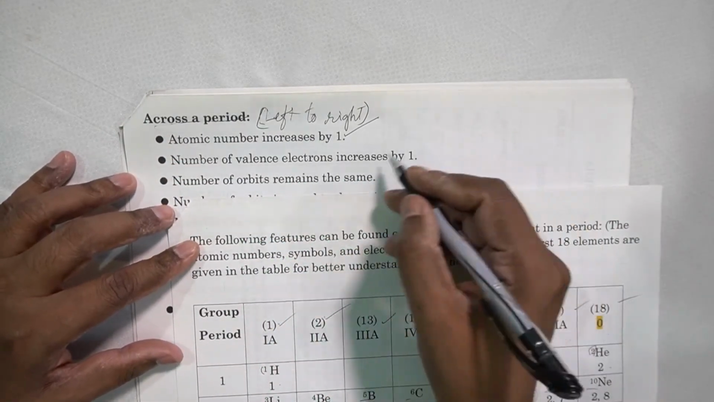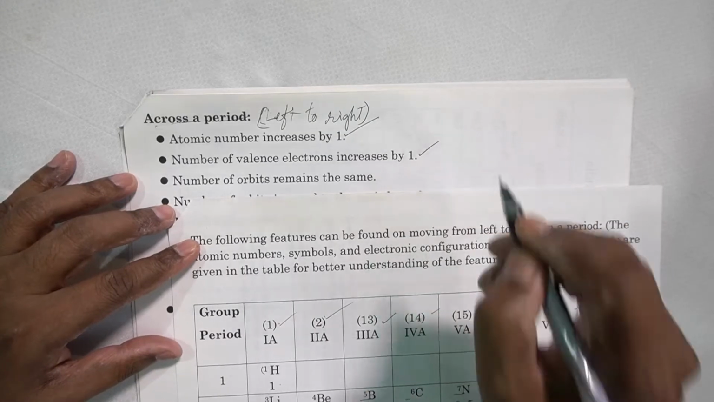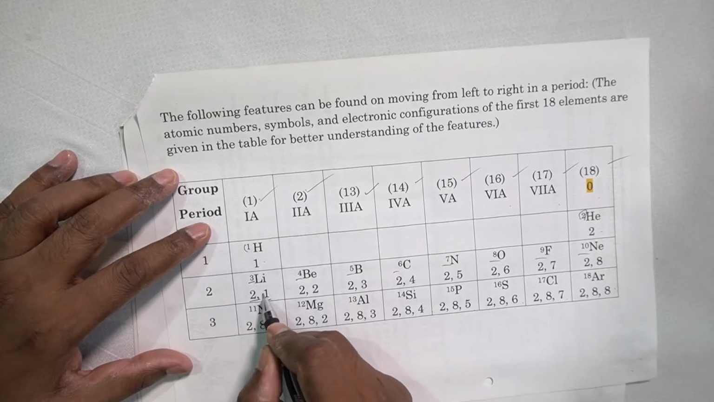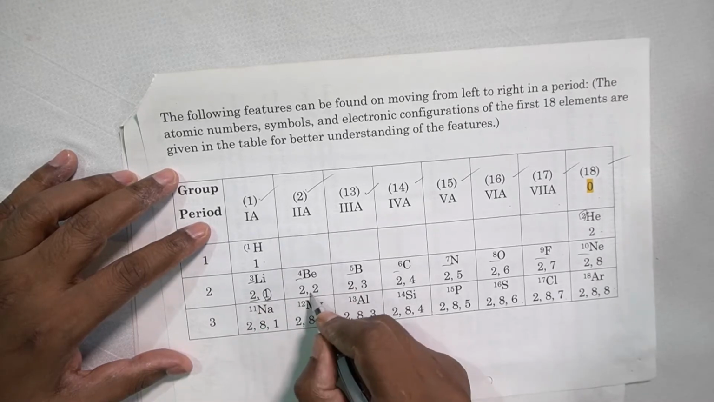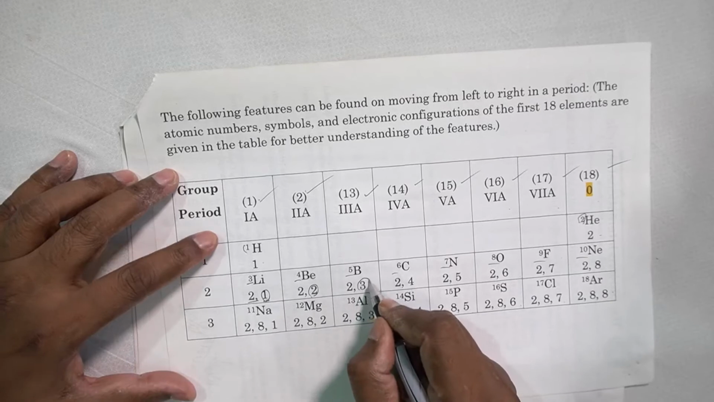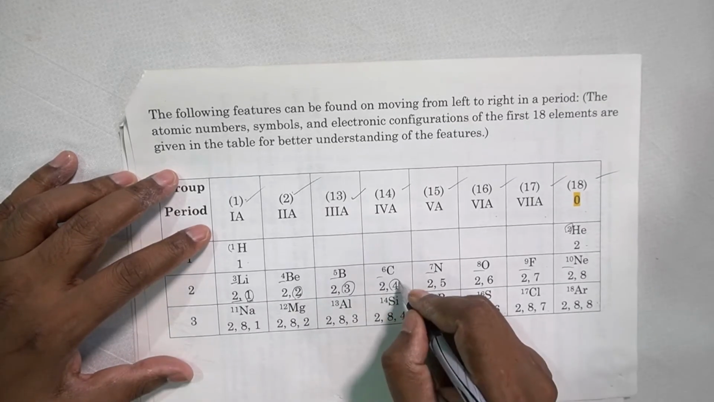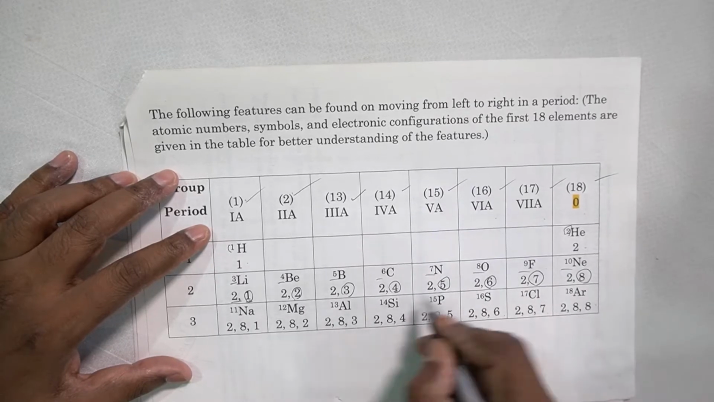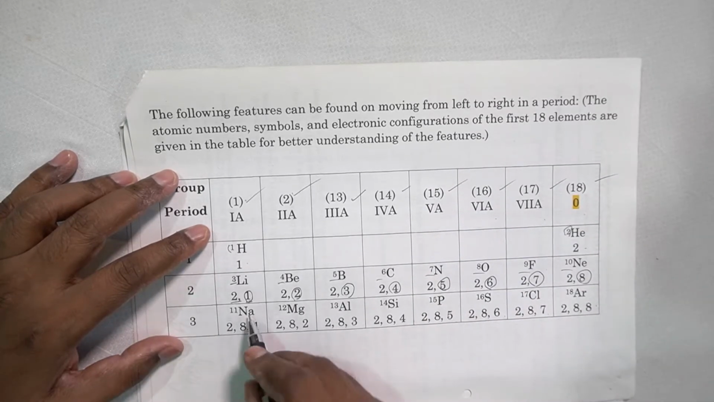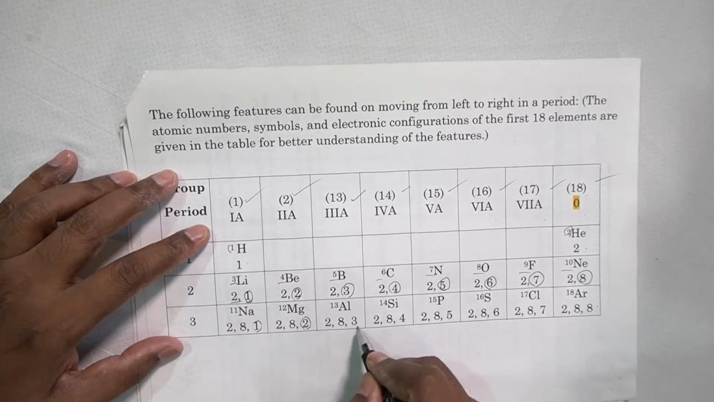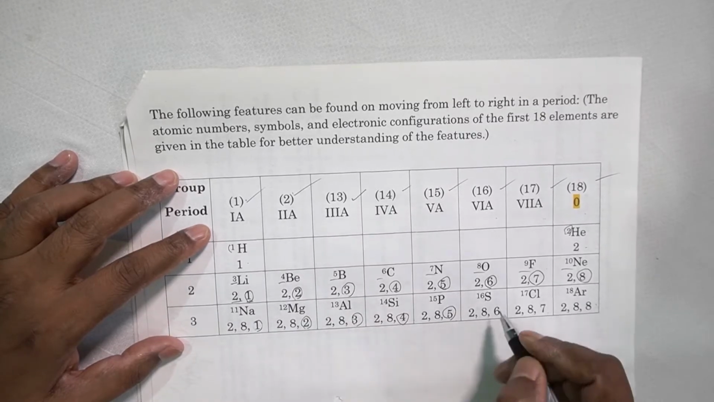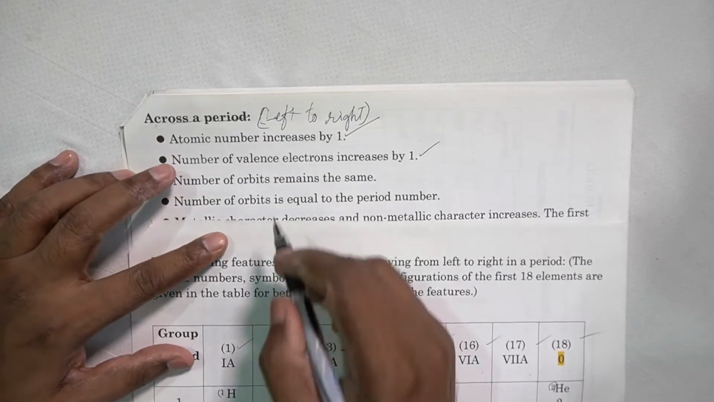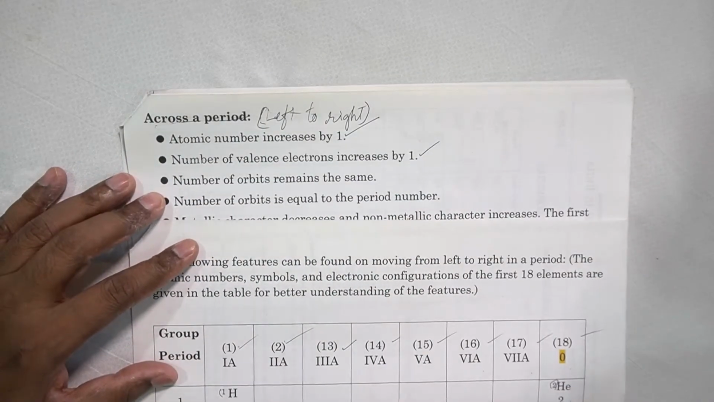The second thing is the number of valence electrons increases by 1. If you check the number of valence electrons, here the valence electron is 1. In the next one, the valence electron is 2. Then valence electron is 3. Valence electron 4, 5, 6, 7, 8. So this is how it increases. And the next period again starts with 1, 2, 3, 4, 5, 6, 7 and 8. So valence electrons increase by 1 across a period.